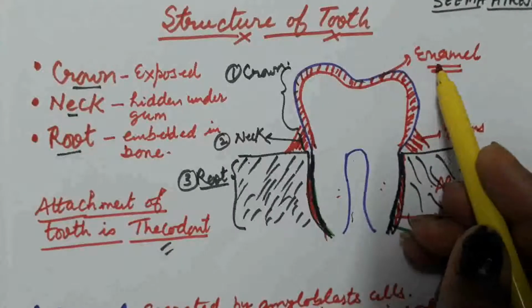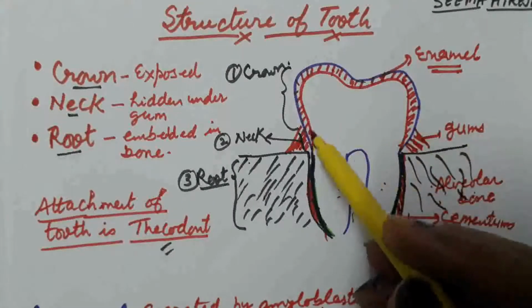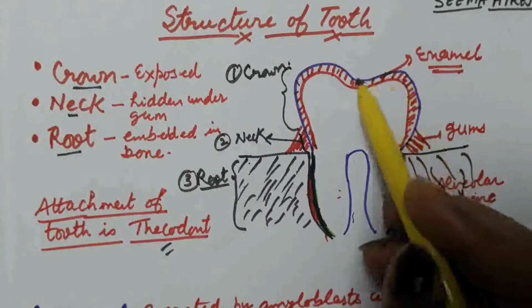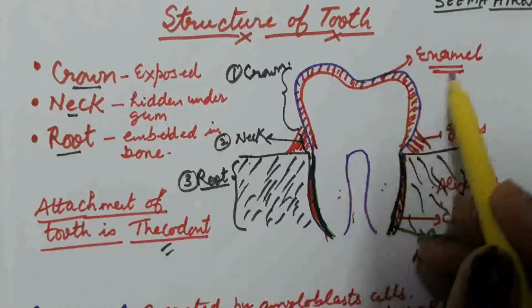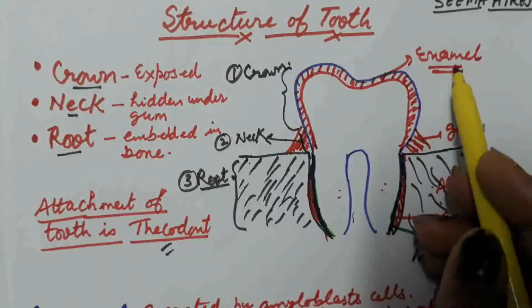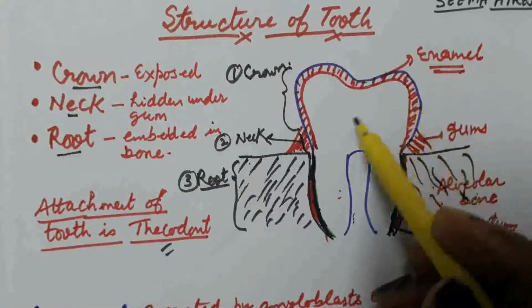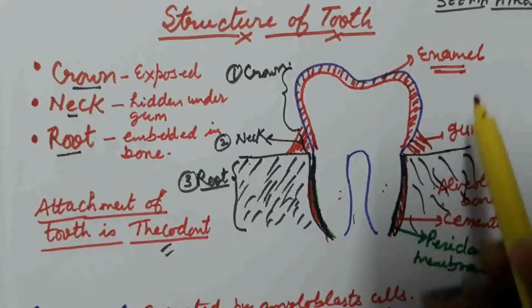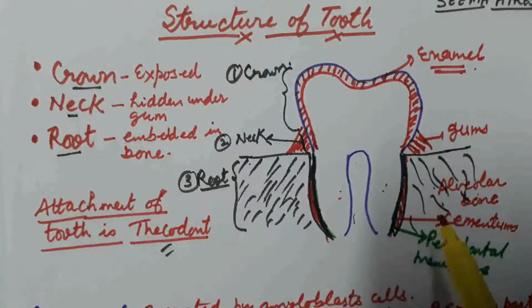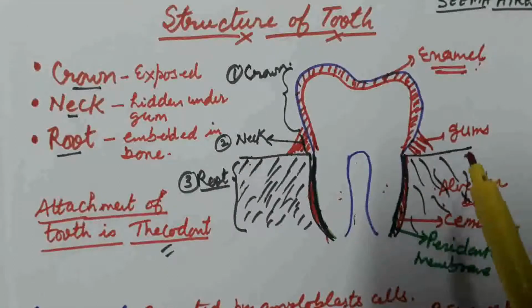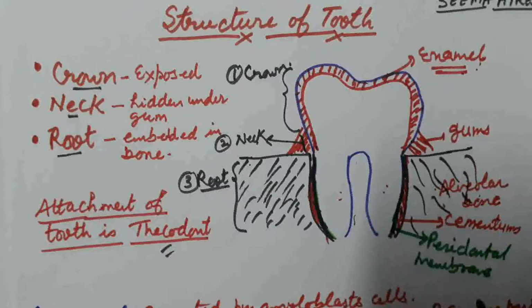So, the first layer is enamel, which is present only in the outer layer of the crown. Enamel-secreting cells are known as ameloblast cells. Enamel forms only the outer covering of the crown part. It is the hardest substance in our body, ectodermal in origin, made up of calcium phosphate and fluorides. Chemically we call it hydroxyapatite.